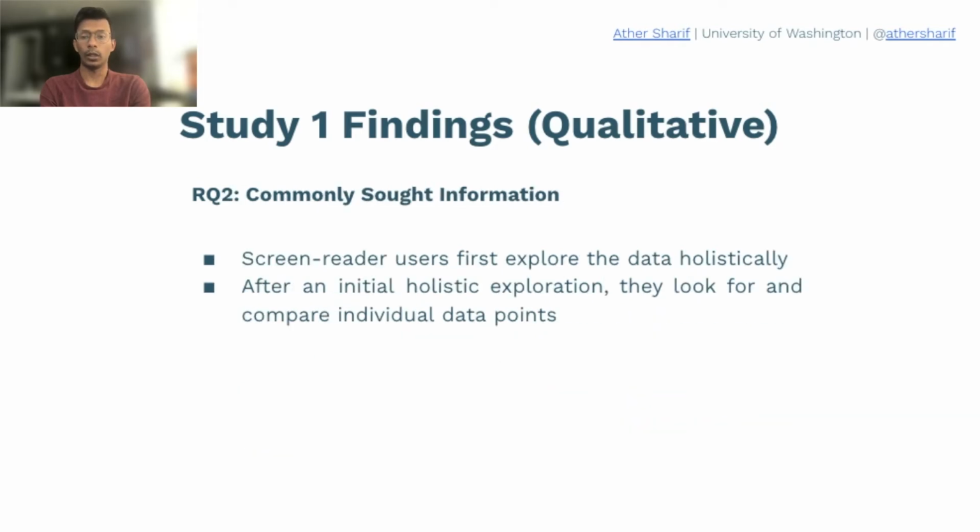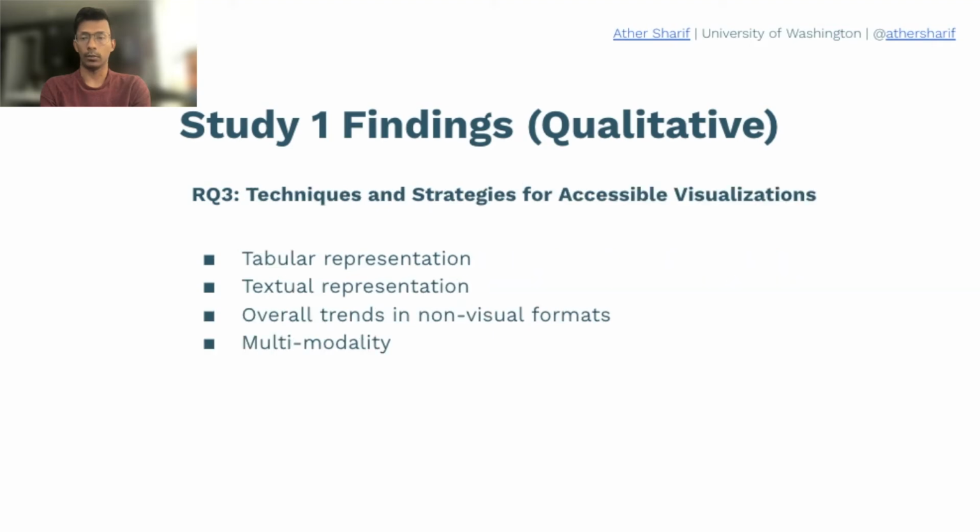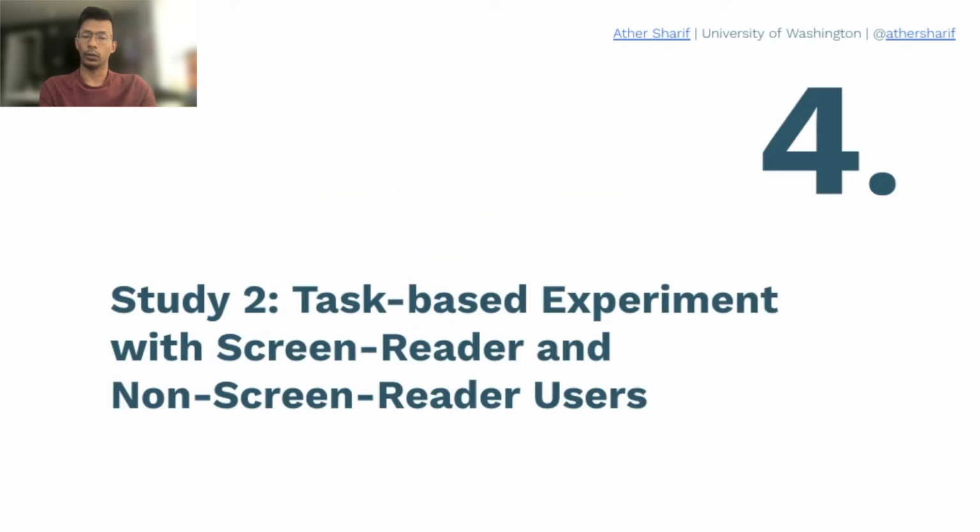Then, we found that screen reader users first explore the data holistically and only after that look for and compare individual data points. Of course, this was only possible if the visualizations were at least passively accessible and comprehensible. Finally, we found that screen reader users prefer data presented in a tabular format, in a textual format, and its trend conveyed via non-visual formats. Importantly, our participants preferred a multimodal solution to cater to their individual needs.